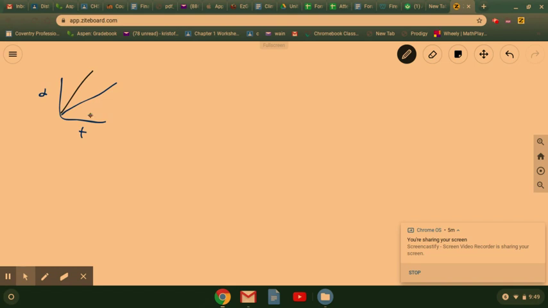So what that means is that the slope of this line, and I know you guys in math have done graphing y equals mx plus b, right? The slope-intercept form of a line, that m is the slope. Well, the higher that slope is, the steeper this line will be.